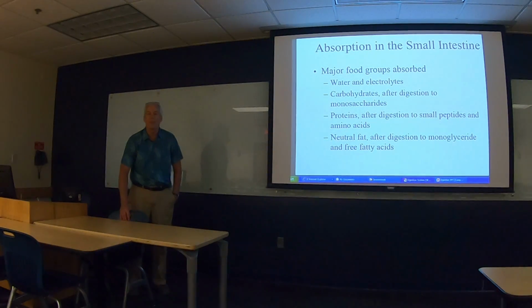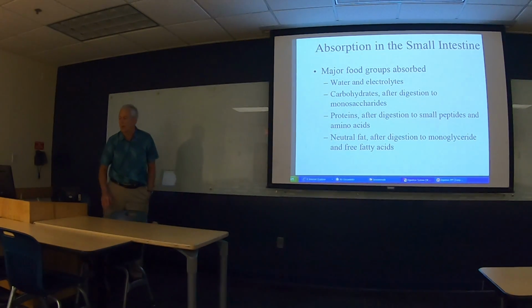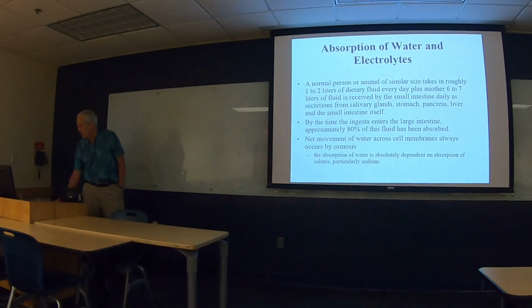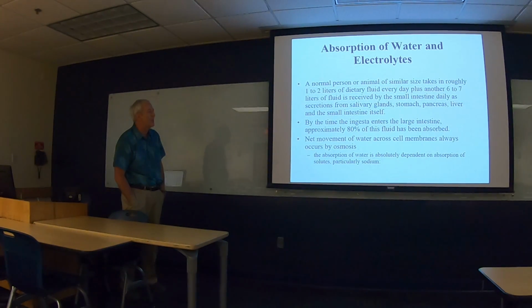So it takes a while, maybe a couple of hours after you eat a fat meal, for the fat to start appearing in your bloodstream in the form of chylomicrons. All right, so absorption of water. A normal person typically takes maybe 1 liter to 1.5 liters of fluid and food in every day. And by the time the ingested material enters the large intestine, approximately 80% of the fluid has been absorbed.